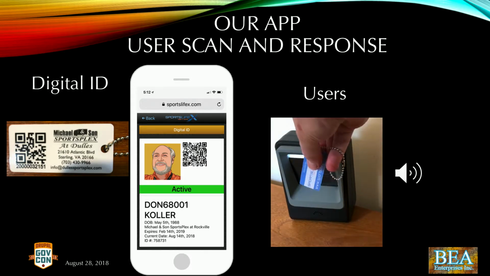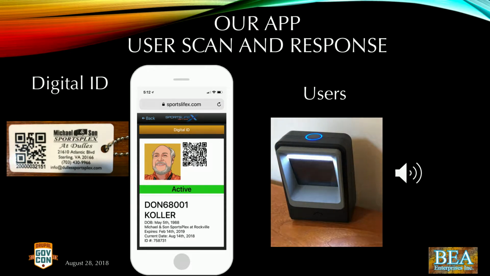So you can see that this stream of people can come by within a few seconds. The next person scans in, and it's working quite well. The people that run the facilities are really happy with the way it's working.